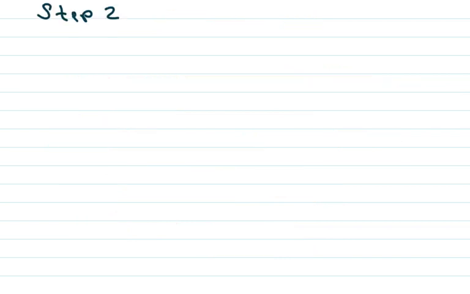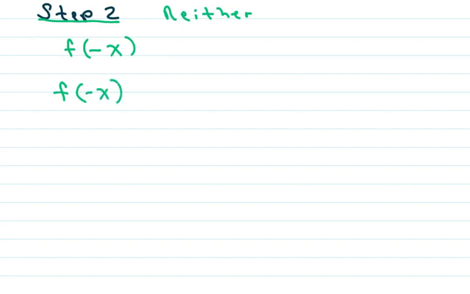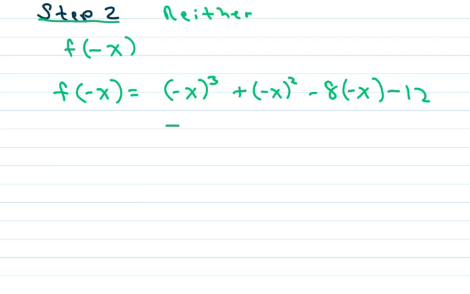Now, step 2 is we determine if it's even or odd. Most polynomials, when they're complicated, are neither. Basically, you just test by plugging in -x into your polynomial. So f of -x equals -x cubed plus -x squared minus 8 times -x minus 12. So that's going to give you -x cubed plus x squared plus 8x minus 12.